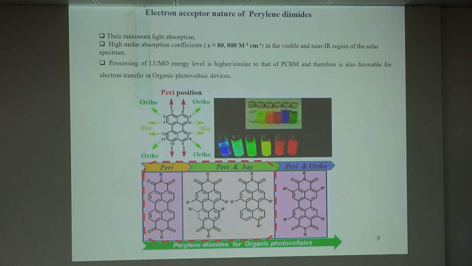That's one important application of perylene. Perylene has very good applications because we can functionalize at different positions, and based on the functional group, we can get different colors. That's the advantage of your perylene diimide.